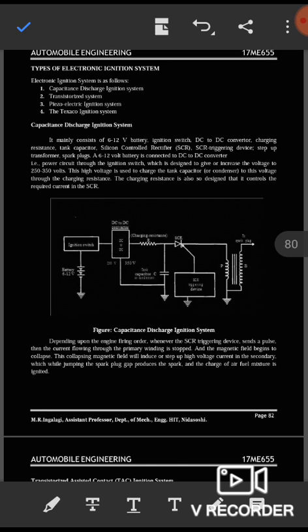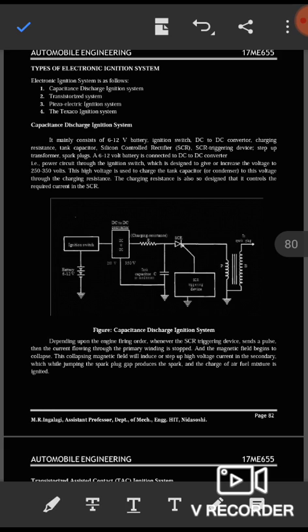And now one more important type of ignition system we have is the electronic ignition system. The electronic ignition system again has 4 types: the capacitance discharge ignition system, the transistorized system, the piezoelectric ignition system, and the Texaco ignition system. So likewise, we have 4 types. One by one we will see how they work. Now the capacitance discharge ignition system.